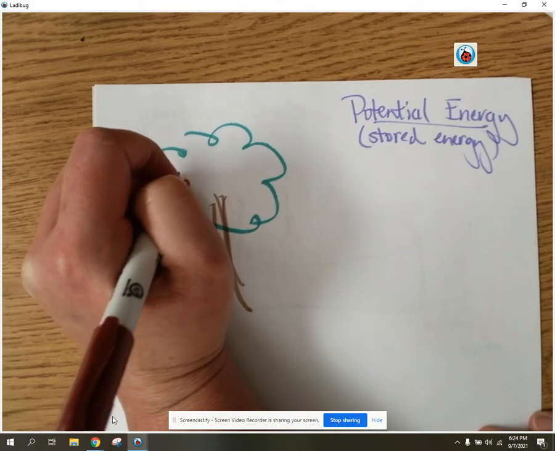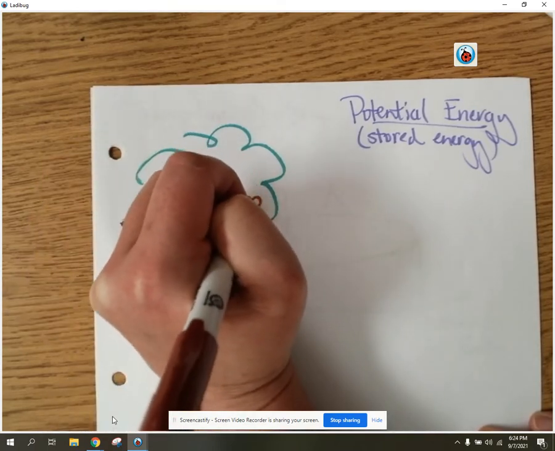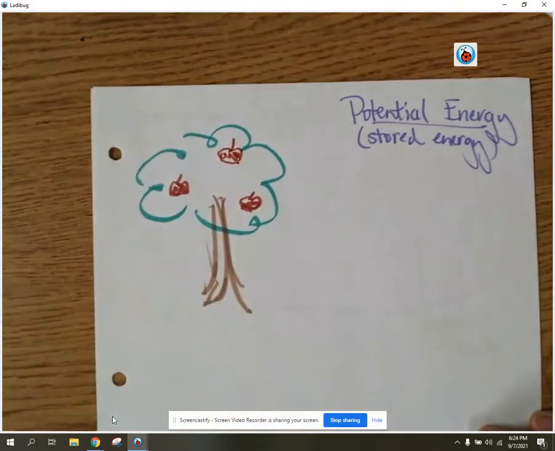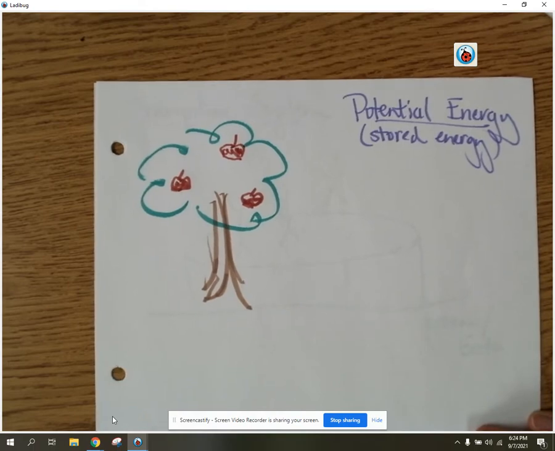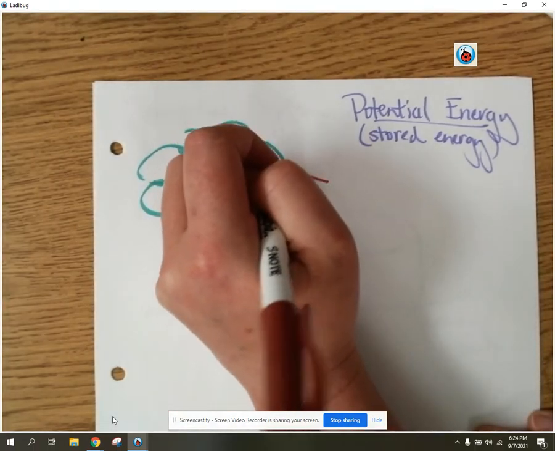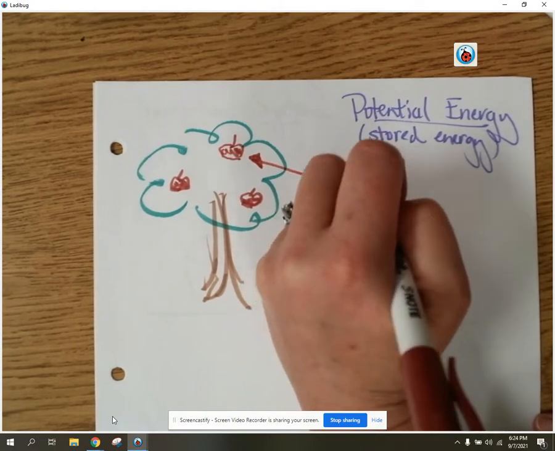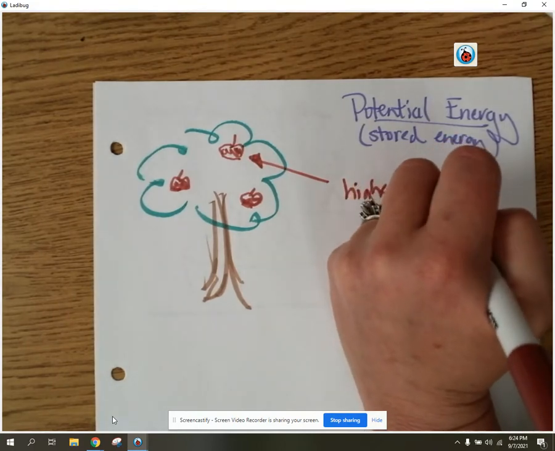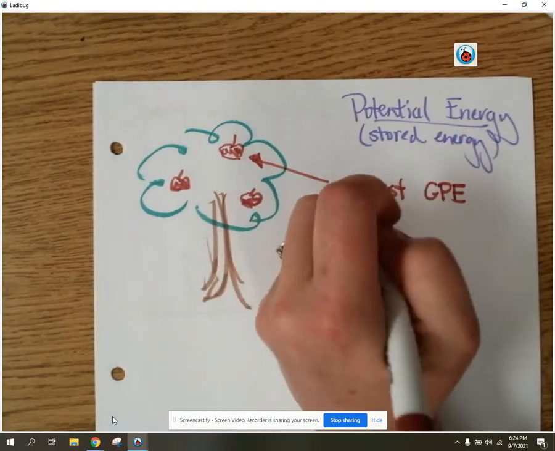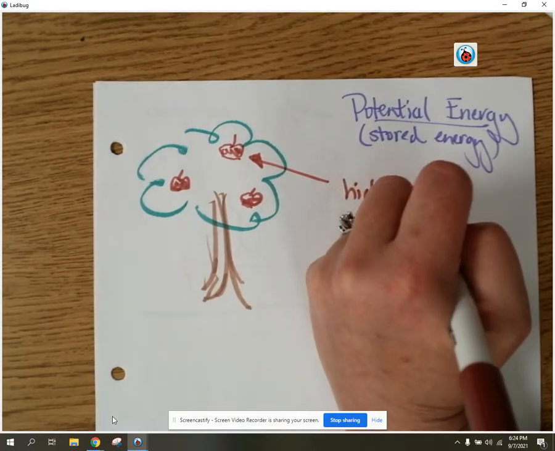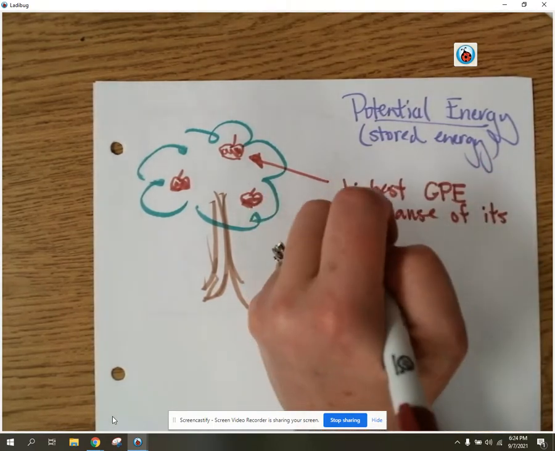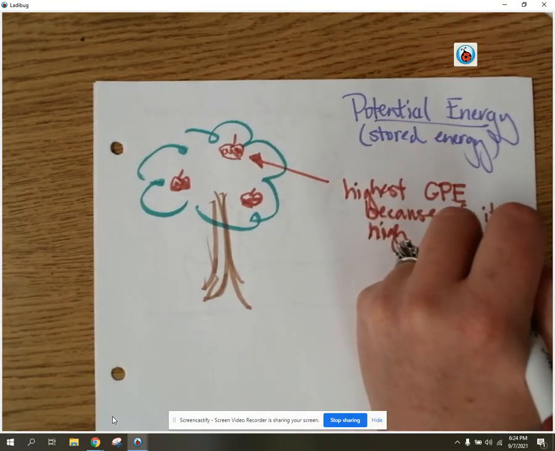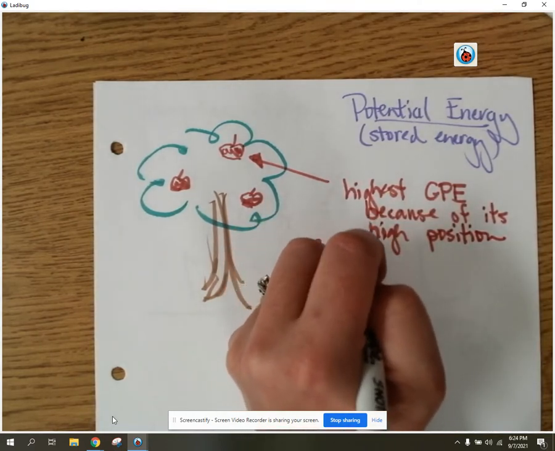And so, as I try to draw some apples here on this fabulous tree of mine, which apple would you tell me has the highest gravitational potential energy? And that would be this apple because it is just the highest apple in the tree. So it has the highest GPE because of its high position. Obviously, GPE just meaning gravitational potential energy.